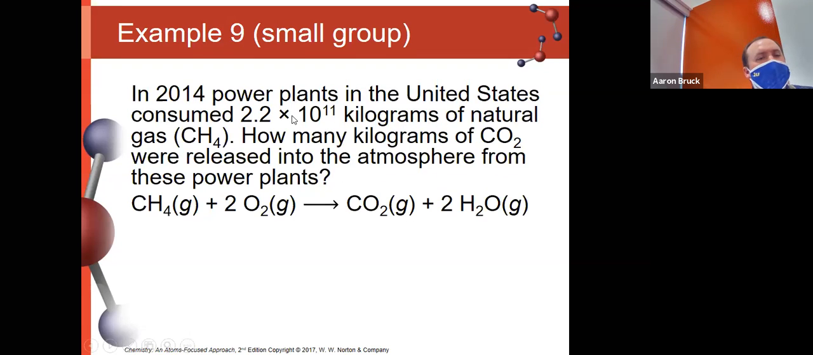All right, I want you to try this one on your own. Again, I'm giving you the balanced chemical equation. We're looking at carbon dioxide production here coming from methane, natural gas, this time instead of coal. How many kilograms of carbon dioxide are released into the atmosphere from natural gas power plants? This is based on 2014 data. So go ahead, go through the process, try to solve this here. I'll walk around and try to help you out a little bit.